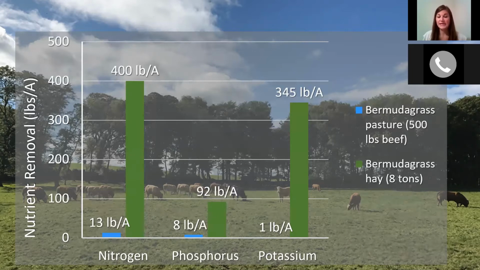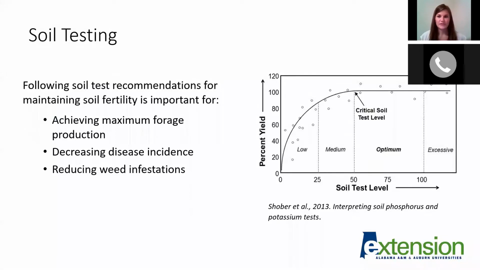However, in a Bermuda grass hay seasonal production, for instance, if we remove 8 tons of hay, that's removing approximately 400 pounds of nitrogen, almost 100 pounds of phosphorus, and about 350 pounds of potassium. So that's a very significant amount of nutrients that are being removed from the soil that have to be replenished.